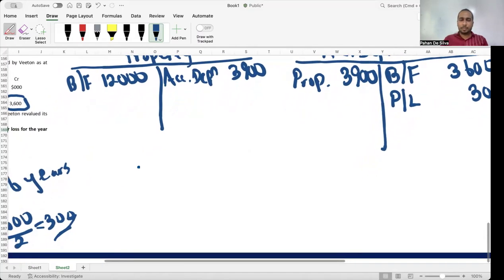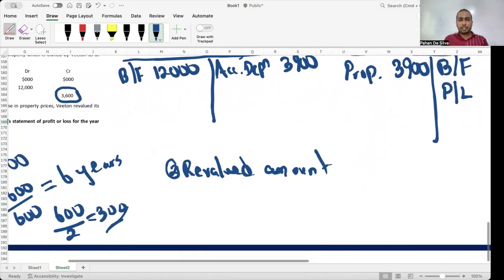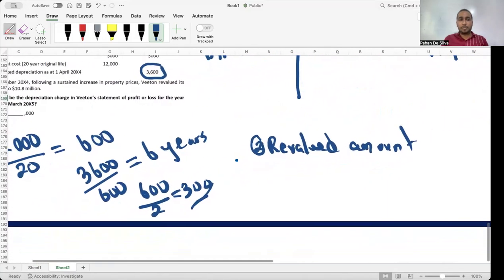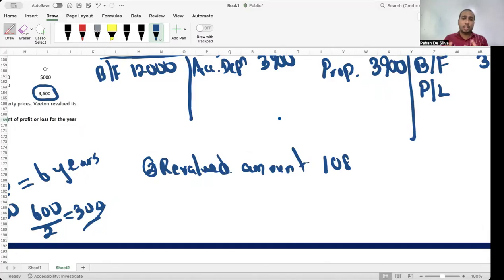The second step is to calculate the revaluation gain or loss. How can you calculate? First, you have to take the revalued amount. In this question, the revalued amount is 10.8 million. I will take it in thousand figures. Please be very careful with the figures. Now I am calculating this question in thousand figures, so you have to take whatever figures into thousand figures. So 10,800 should be the revalued amount.